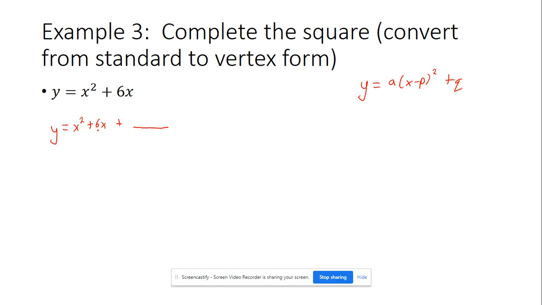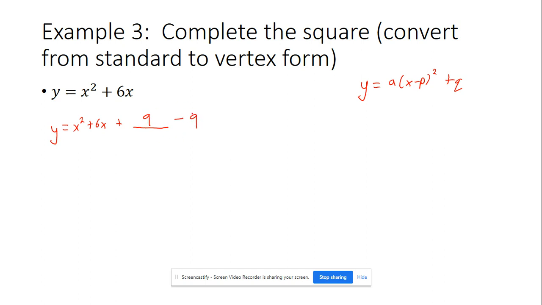So how do we determine this number? Well, we look at this number. We have a 6. Half of 6 is 3. 3 squared is 9. So if I had a 9 here, I now have a perfect square trinomial. Now the thing is, I'm not allowed to add a 9 if there's not a 9 here to begin with. So if I add a 9, I'm going to subtract a 9 as well.